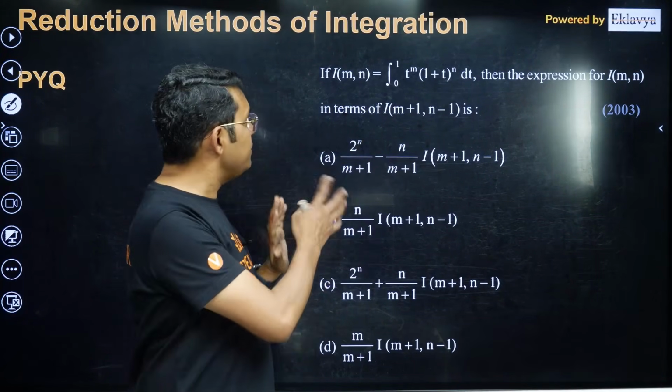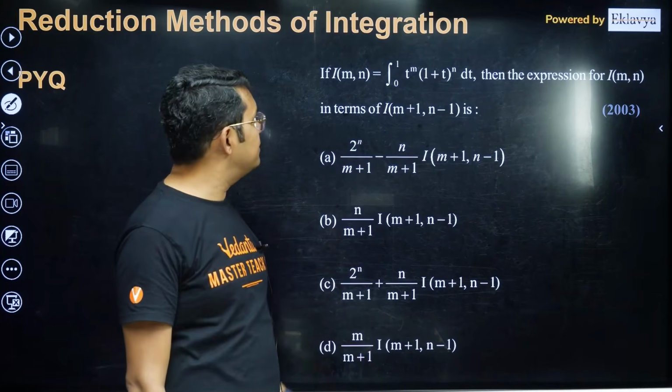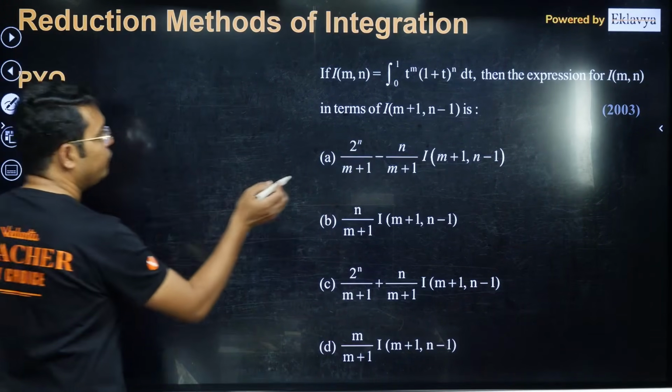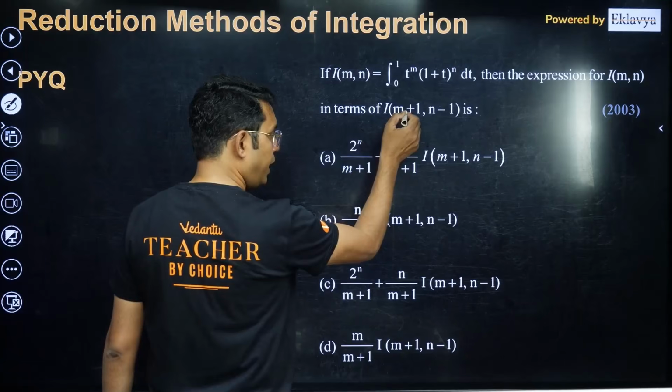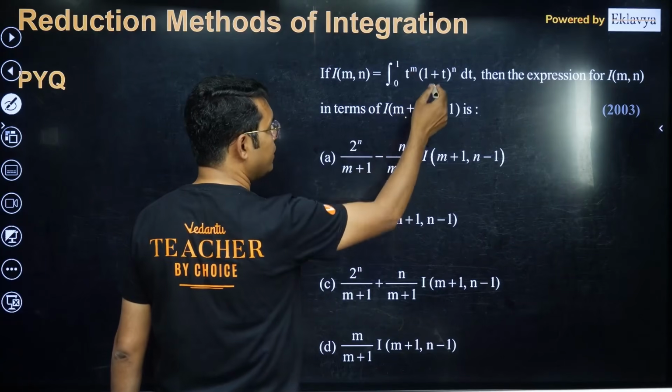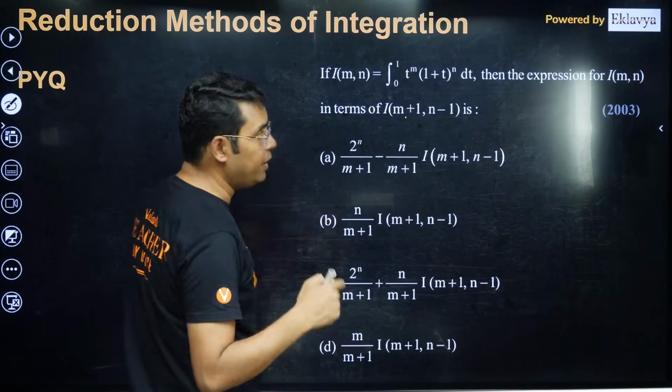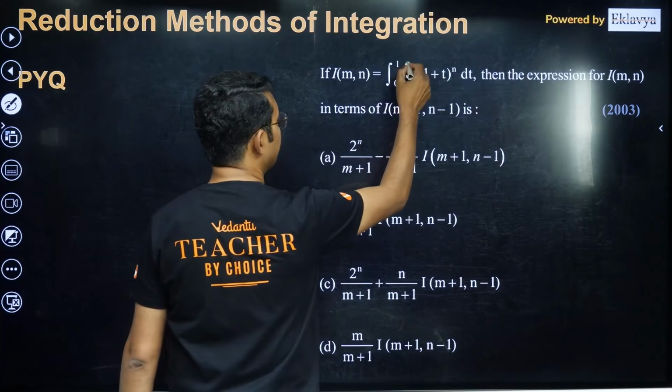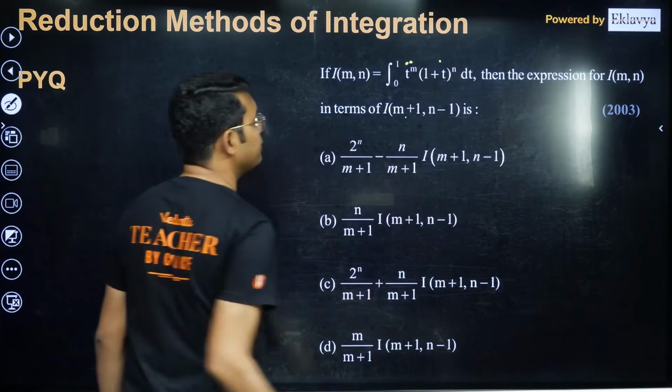I think something similar to this we have done in this session itself. So how we will be doing it? We have to increase m to m plus 1, and I have to decrease the power n. So I will be taking this as a second function. I will be taking this as a first function.